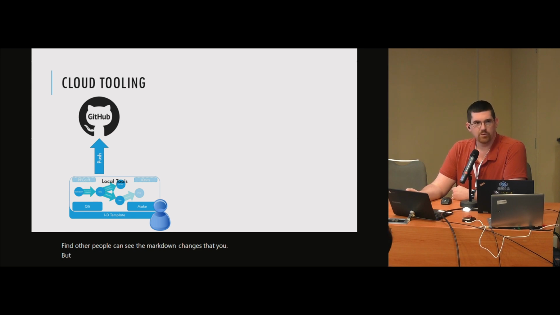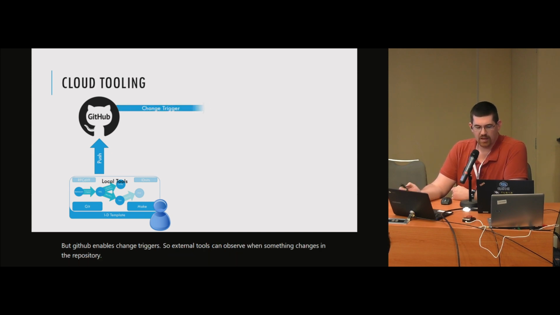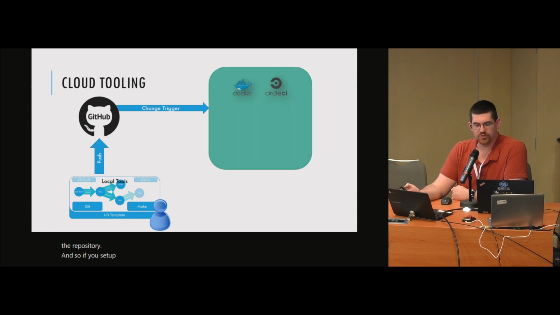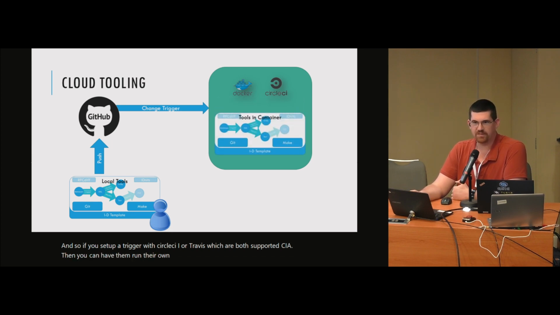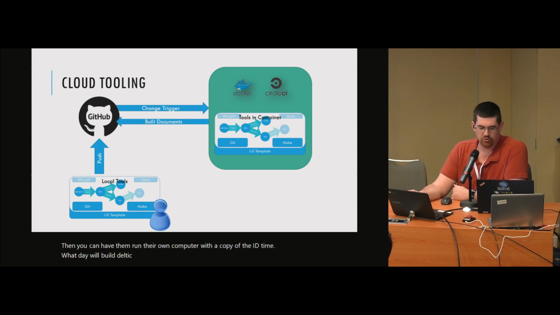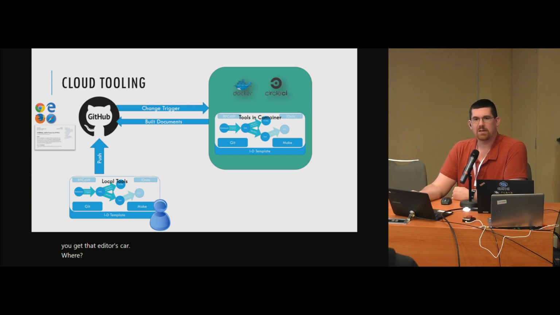But GitHub enables change triggers. So external tools can observe when something changes in the repository. And so if you set up a trigger with Circle CI or Travis, which are both supported CI mechanisms, then you can have them run their own container with a copy of the ID template. And what they will build, they'll take the documents, push it back to the GHPages branch, and that's how you get that editor's copy, where anybody with a web browser can go and see those documents.